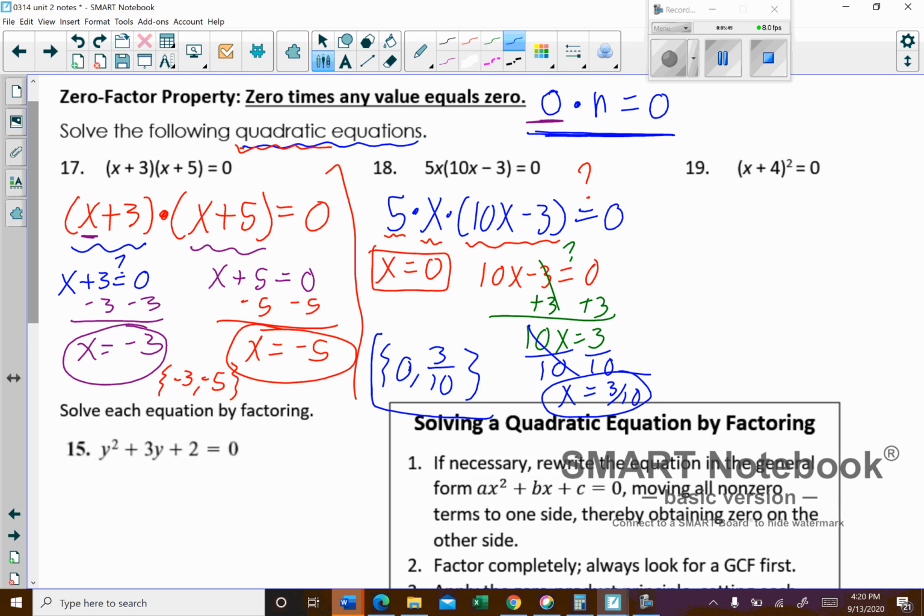Either one of those, if I plug it in, would cause this equation to equal 0, the left side to turn into a 0 and satisfy the equation.